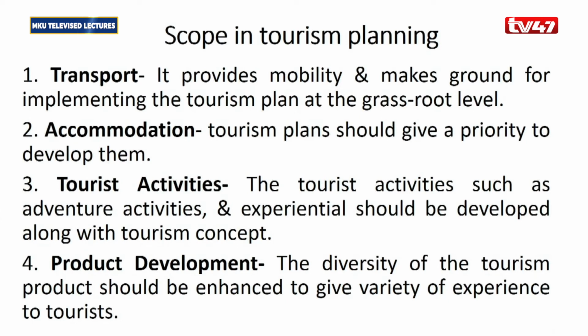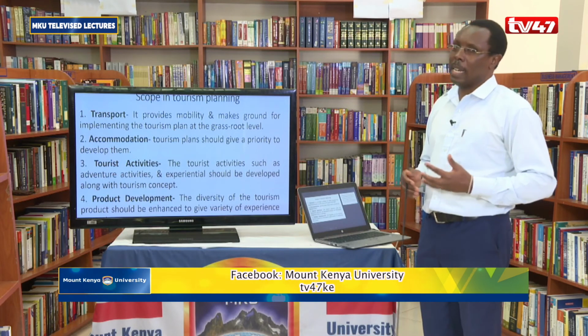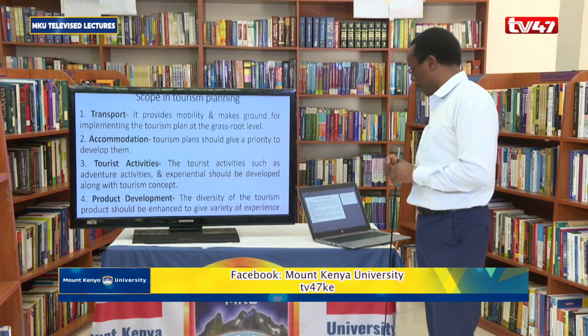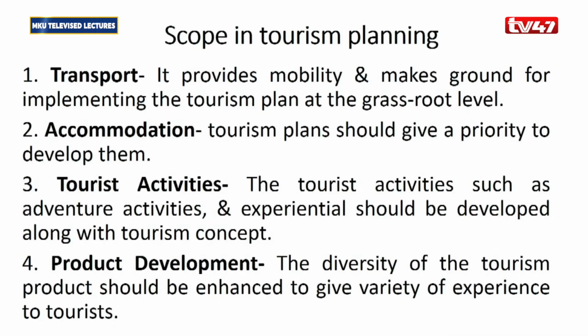Then I also want us to look at the scope in tourism planning. The scope means the extent. How far or how wide do we develop a tourism plan, or how do we come up with a specific tourism plan? So the first thing that we want to look at is transport. When we talk about transport, we are talking about provision of mobility, and this is done right from the grassroots. When you talk about the feeder roads within the national parks, if you don't develop that system, then you will not be developing the sector. So every time the national government or the county government is coming up with a plan, it must focus on the transportation network.